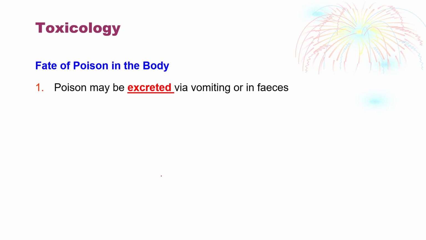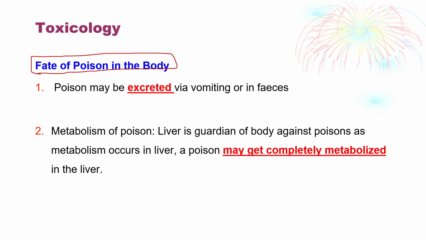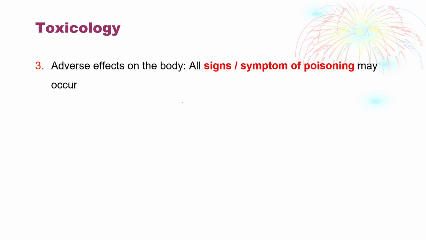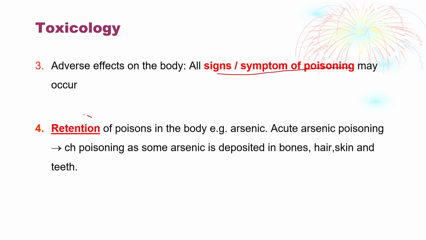Fate of the poison in the body. Now, what will be the fate of the poison in the body? It might be excreted through the body, either in the form of feces, vomiting, or urine. It might be metabolized completely inside the body and liver. It might produce signs and symptoms, or it might be retained inside the body. For example, arsenic has higher retaining properties inside the bone, hair, and skin, and over time it might be converted into a chronic condition, or produce toxicity time by time.